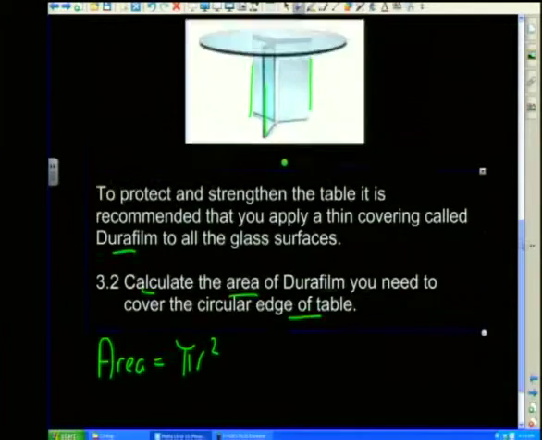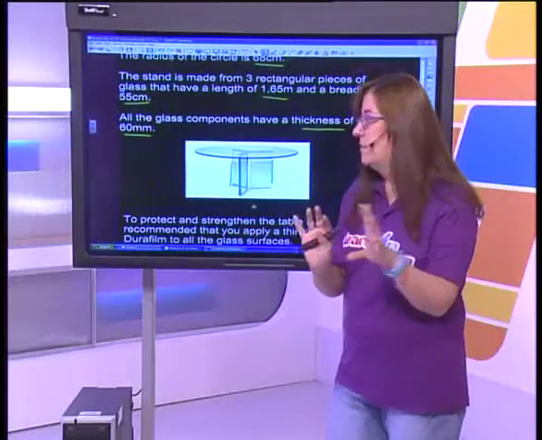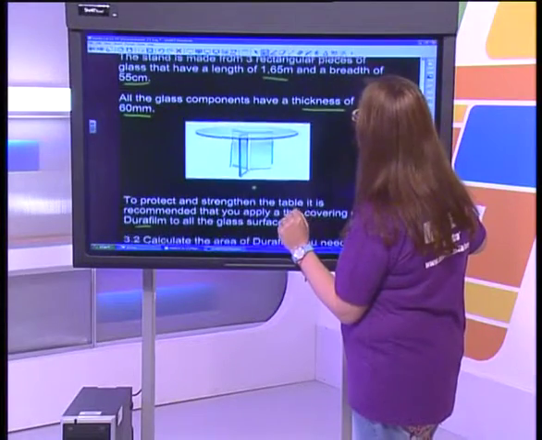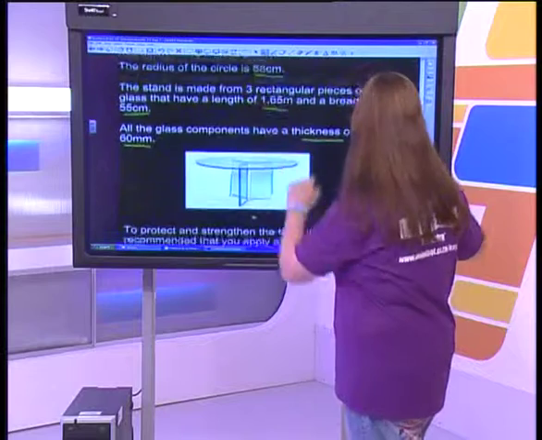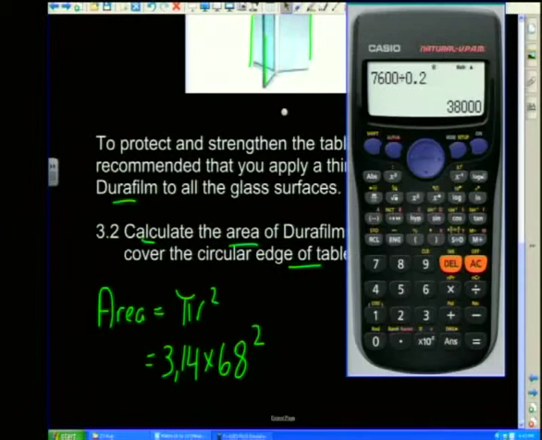Now remember, we had our radius, and I'm going to work everything in centimeters. So our radius was 68 centimeters. So my area is 3,14 times 68 squared. Get our calculator out. So it's 3,14 times 68 squared, and we get an answer of 14519,36.